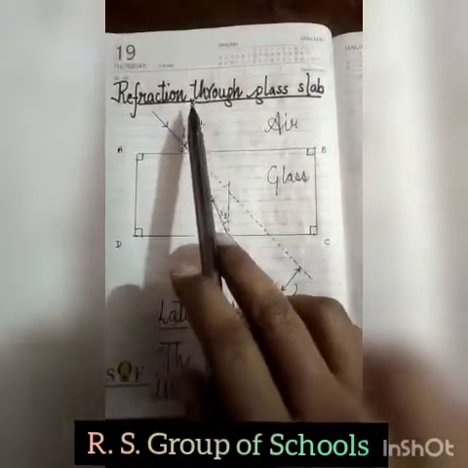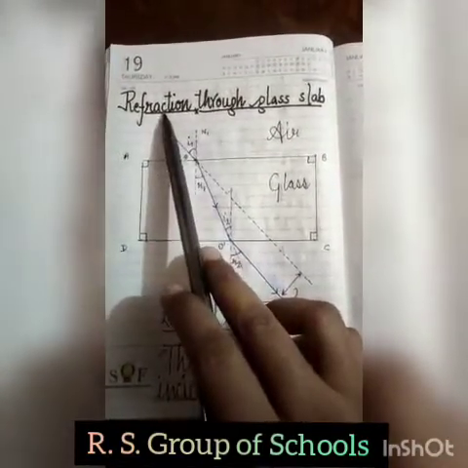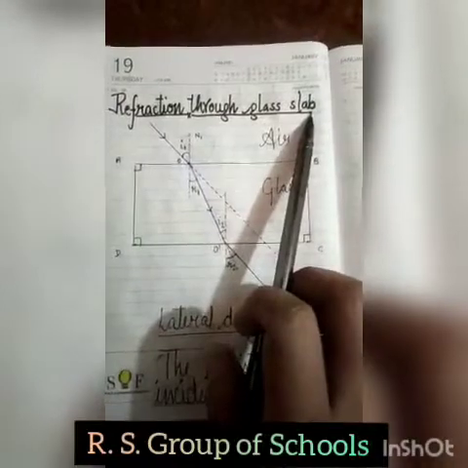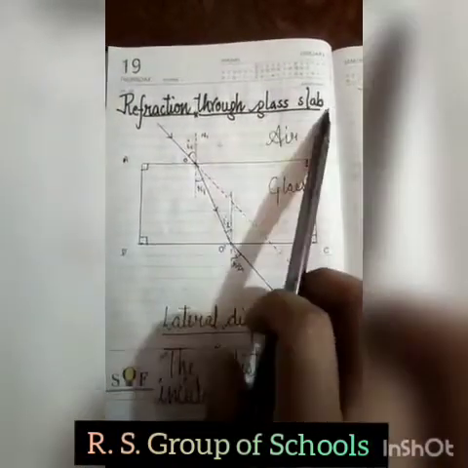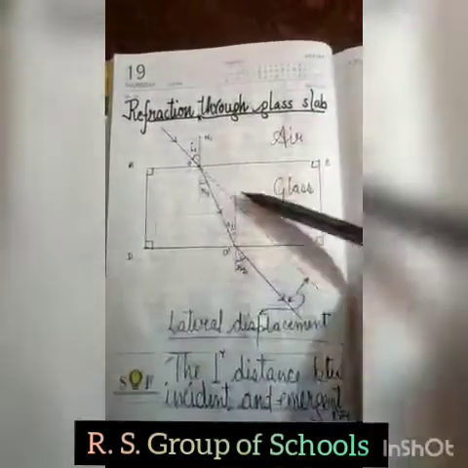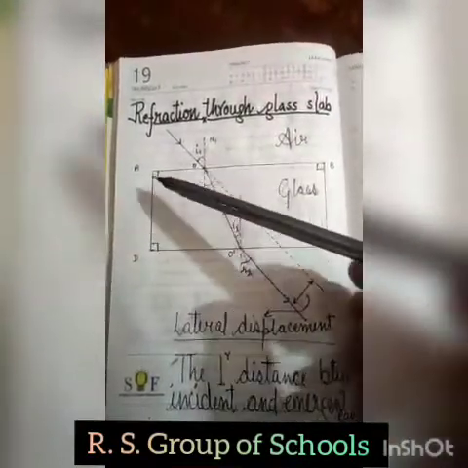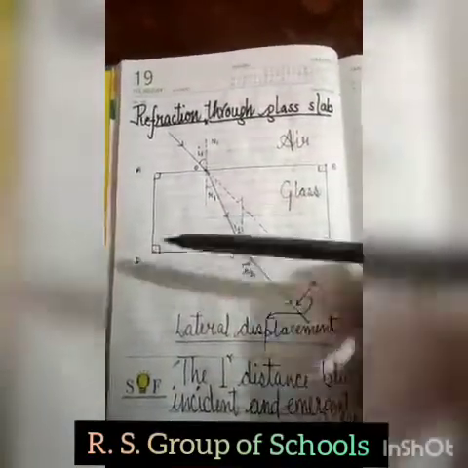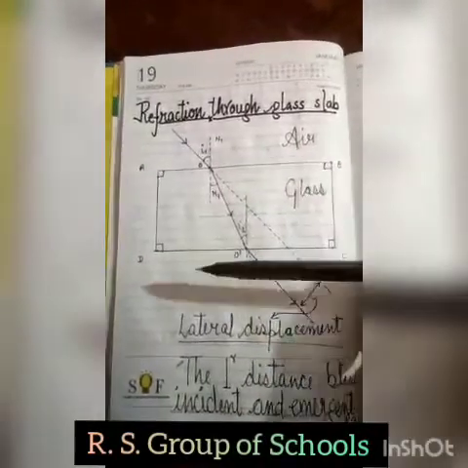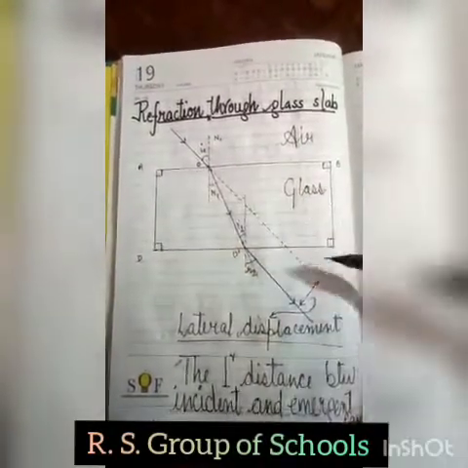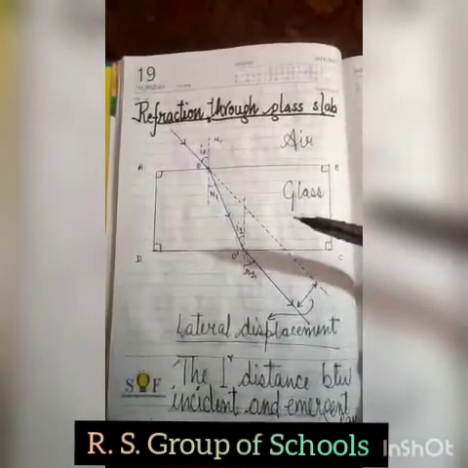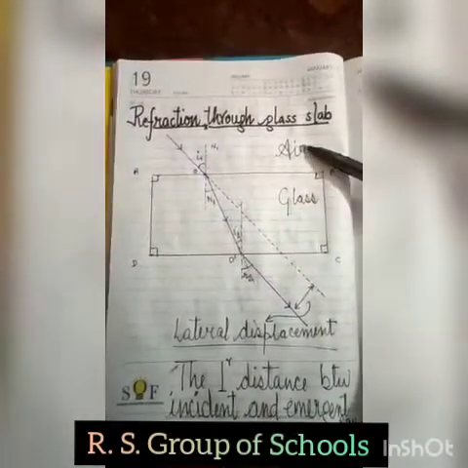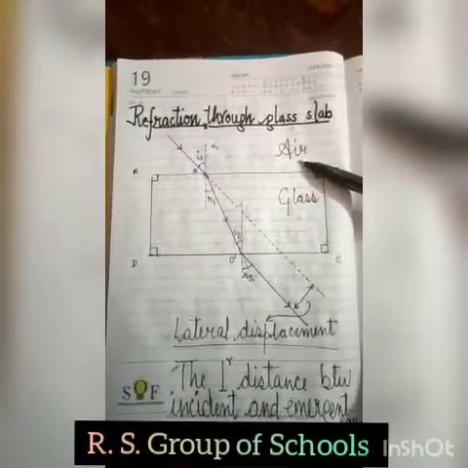Hello students, today we are here to have a discussion over refraction through glass slabs. It means how refraction occurs through a glass slab. Especially we have taken here a glass slab ABCD in the shape of a rectangle. It means ABCD is a rectangular glass slab, and the medium surrounding it is air.